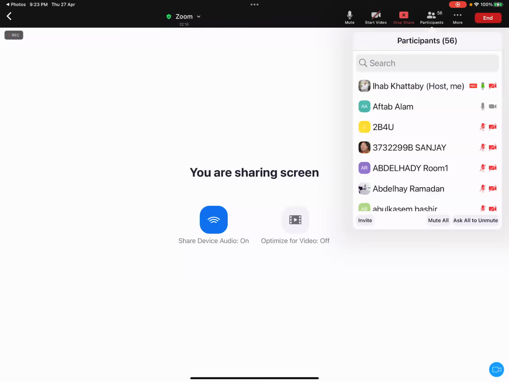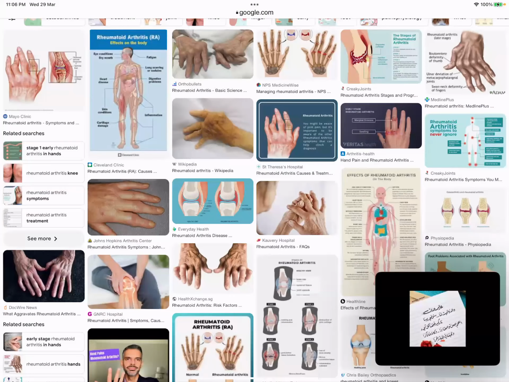So I hope now my voice is clear, because this is a very important session. I want everyone to hear clearly and to have it recorded as a reference, because this case is easy in the exam.